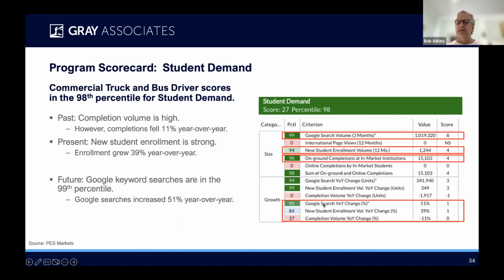Then we look and say, well, what's likely to happen in the future? Is it going to go back to a decline, or is it going to do something else? Actually, it looks as though it's going to accelerate. Google is up by 342,000 searches, and it's 51% year-over-year growth. So if anything, I think we're going to see an increasing number of students interested in taking these trucking programs.